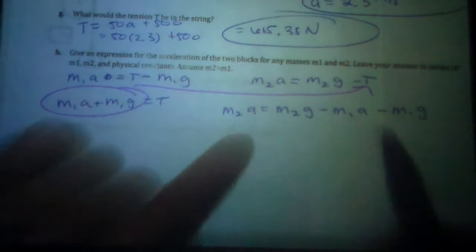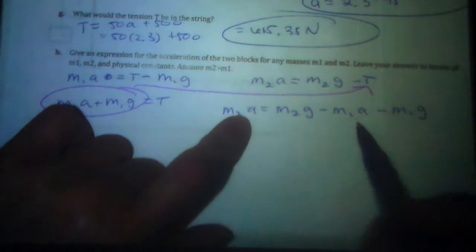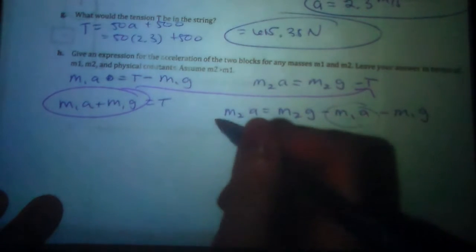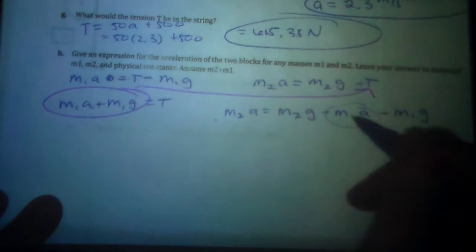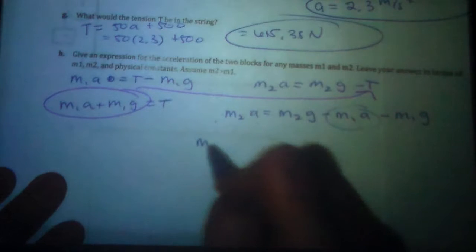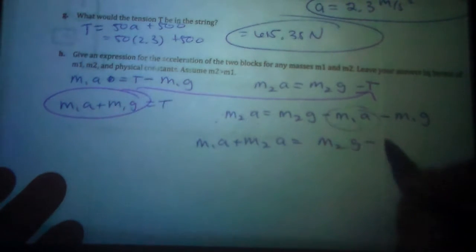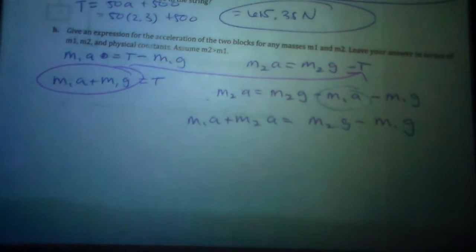Hopefully you said because you can't have A equals and then also have A in your answer, so that means I'm going to need to move this term over. So in this case, I would just add this term over, so this would become M1A plus M2A equals M2G minus M1G. Everyone tell your partner what you think you're going to do next.